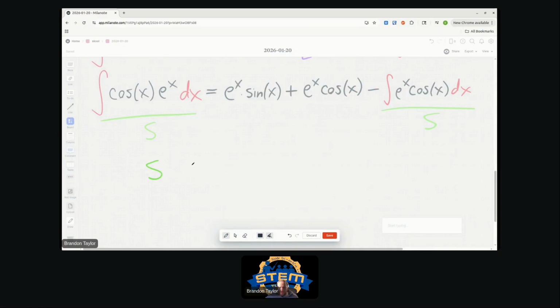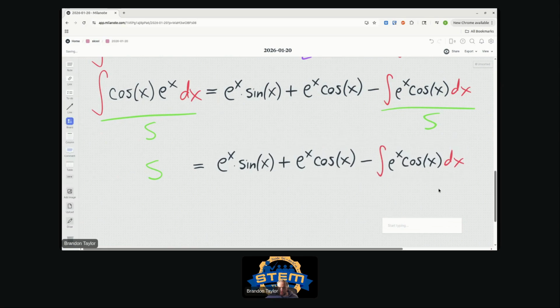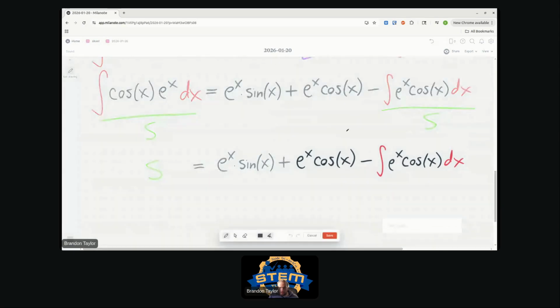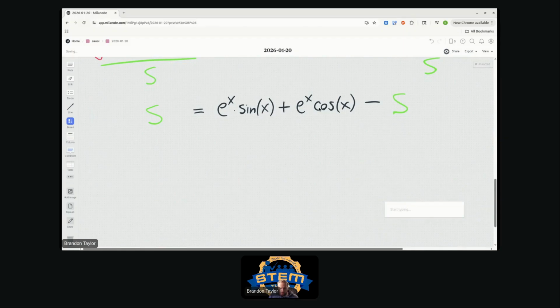We would get what? S equals all of this. So all of this, except instead of having this whole thing, this would just be some constant. So this would just be some constant minus S. And think of S like, X we're already using, but just think of it like some variable. How would you solve?